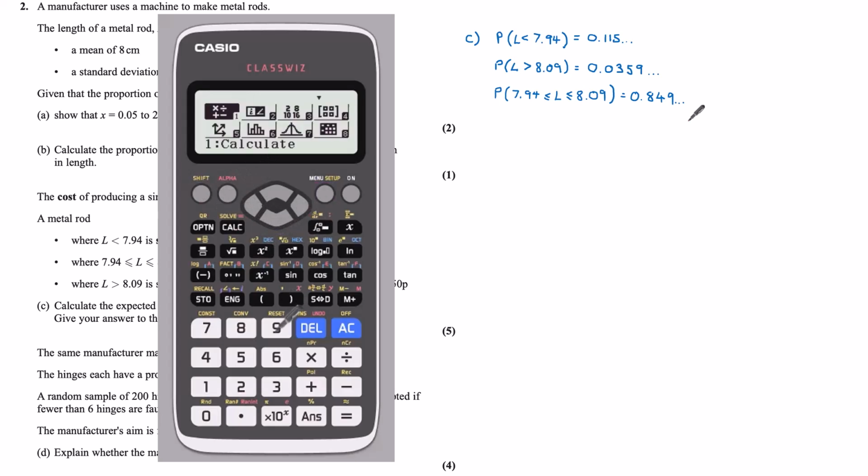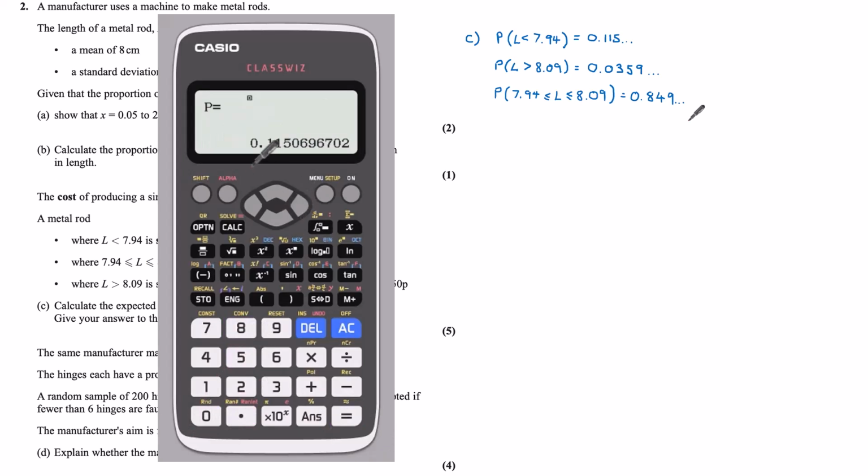So we're going to go to our statistics mode, number 7. We're looking at a normal cumulative distribution, so we're going to click 2. Now for the first one, I want less than 7.94. For the lower bound, I'm going to say 0, as my rod cannot go lower than 0. The upper bound is this 7.94. My standard deviation is 0.05, and my mean is 8.